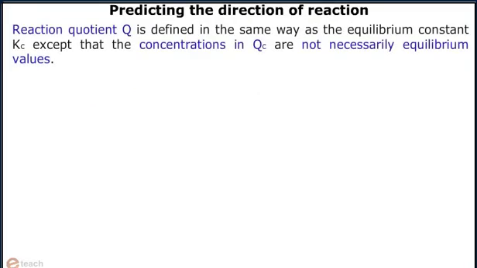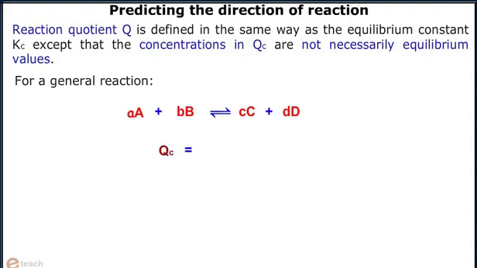Predicting the direction of reaction. Reaction quotient Q is defined in the same way as the equilibrium constant Kc, except that the concentrations in Qc are not necessarily at equilibrium. For a general reaction, aA + bB ⇌ cC + dD, Qc = [C]^c [D]^d / ([A]^a [B]^b).